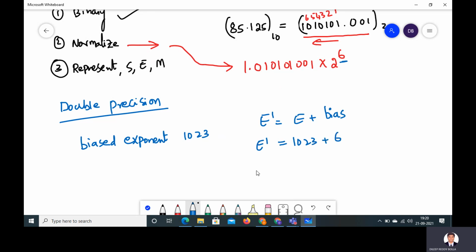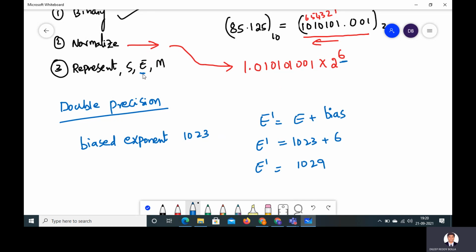So the E dash value, what we got here is 1023 plus 6. It will be equal to 1029. Okay, so this is the first step in the third one. So we are representing this exponent part. So how to represent the exponent part? E dash equals E plus bias.